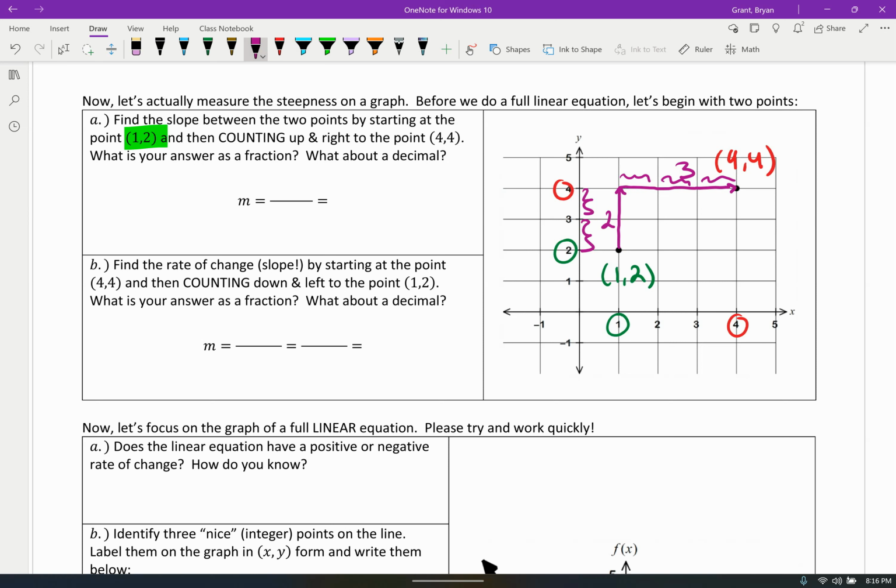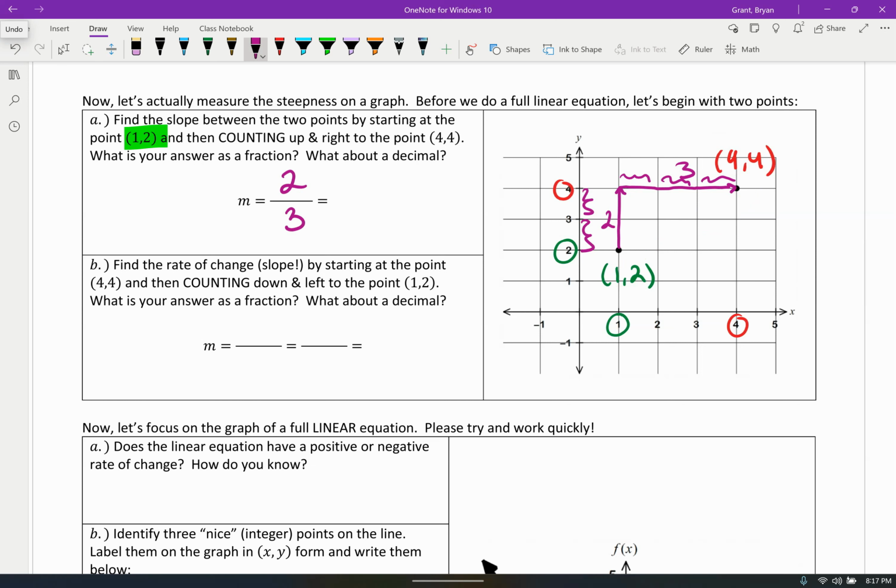A way you can check that is you can say, okay, I rose up 2. Rise is the y-axis. Did I go from a y of 2 and raise it up by 2 to get to 4? I did. And then I ran over 3. Did I start at 1 and go by 3 to get the new x value? I did. Now, to actually write this as a slope or as a steepness, we would write this as our rise over the run.